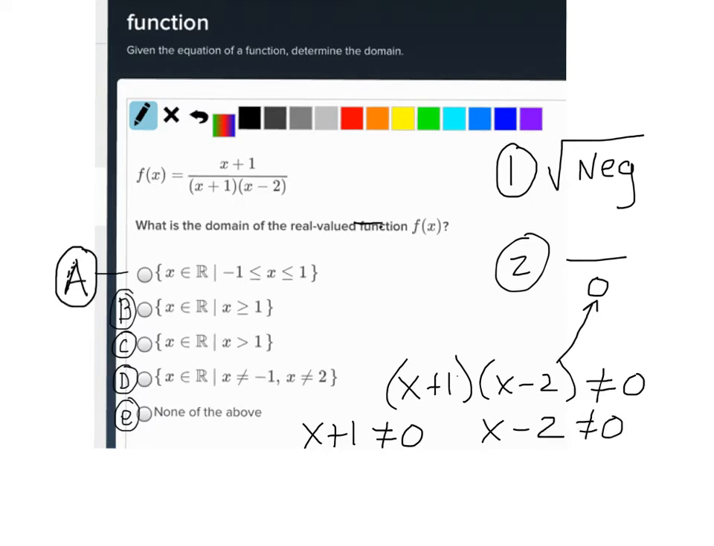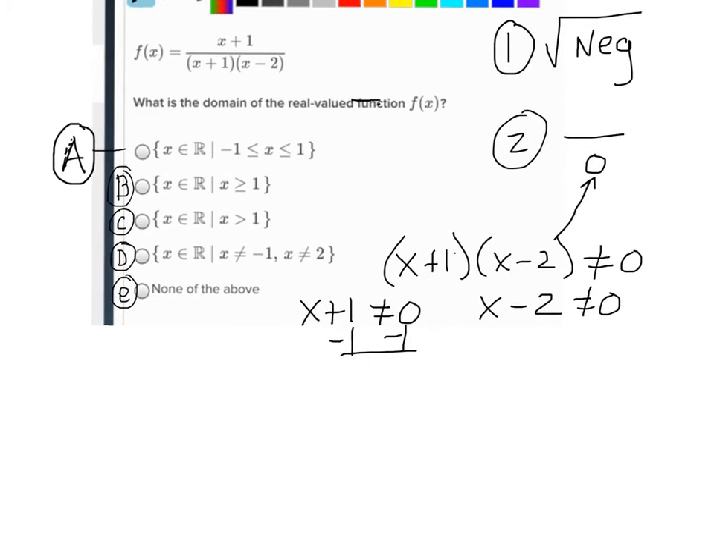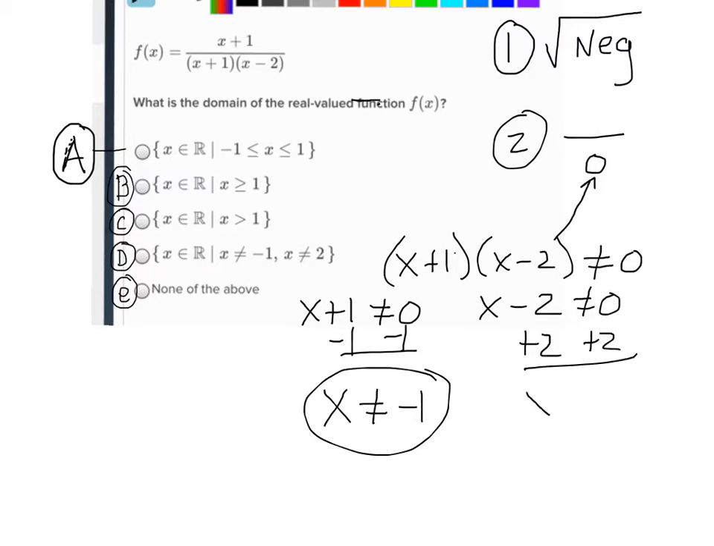Now what do I need to do to solve each of those? Subtract 1 on both sides here, and so I have that x cannot equal negative 1, and I'm going to add 2 on both sides here, so I know that x cannot equal 2. Okay? So we know x cannot be negative 1 and x cannot be 2, but it can be anything other than those. Now let's read A.